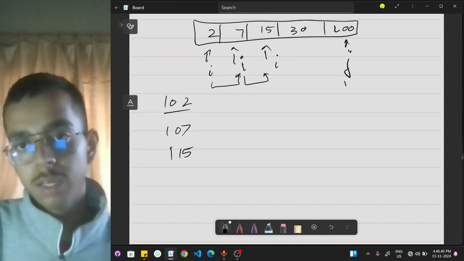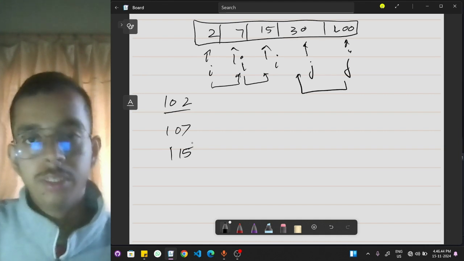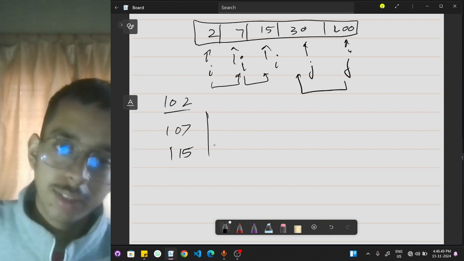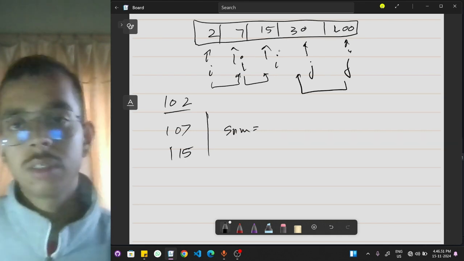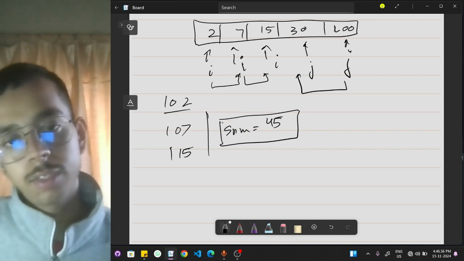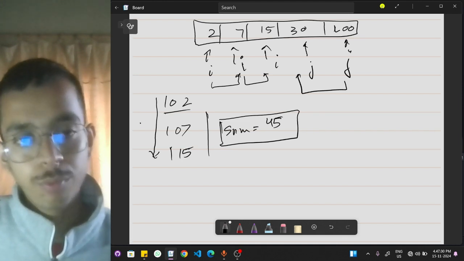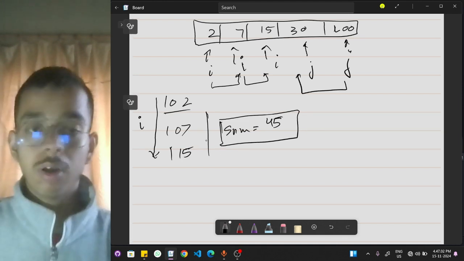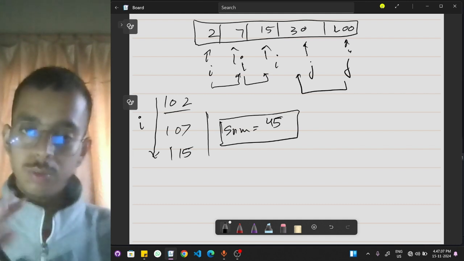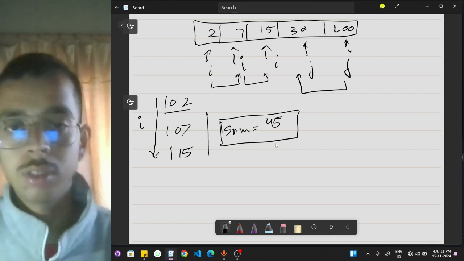Let's move j back. Now j is pointing to 30, so now the sum is 45. And you can see that when I am moving i forward, the value is increasing, and when I am moving j backward, the value is decreasing. And we are going to exploit this same property.